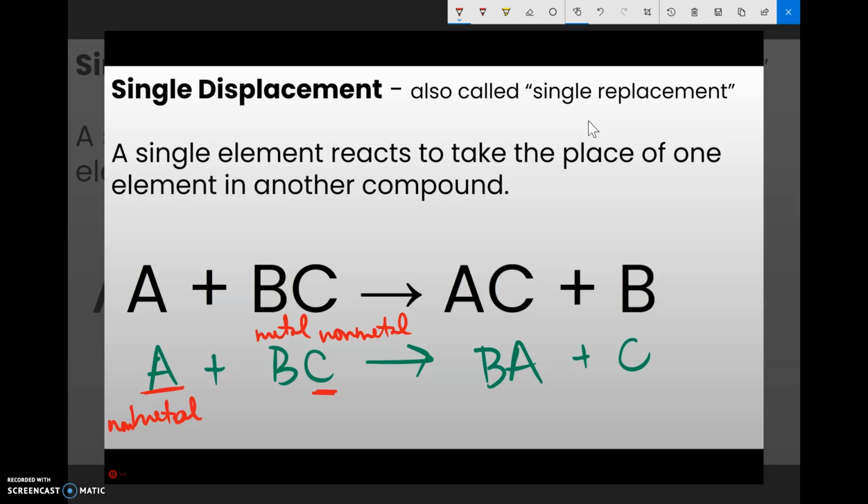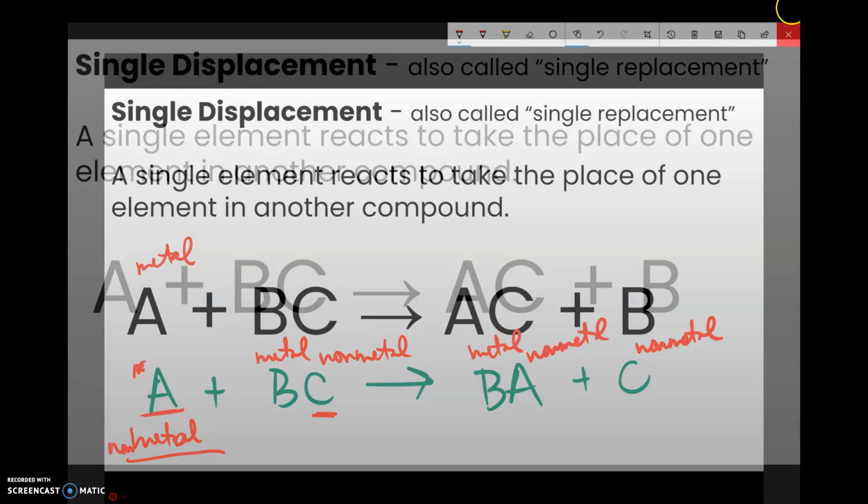So then over here, the B is still a metal, but the A and the C have swapped places. And then the C, of course, is still a nonmetal, but the C is by itself. So the only difference between these two general equations is that in the equation up here, the A was a metal, and in this equation down here, A was a nonmetal. Again, the one that's alone is going to replace whatever's similar in the compound. So a nonmetal replaces a nonmetal, and a metal replaces a metal.